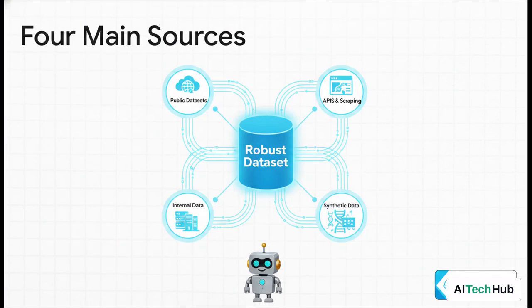So to recap real quick: public datasets, APIs and web scraping, internal data, and synthetic data. These are your 4 pillars. And in the real world, in actual production, most enterprise machine learning projects don't just pick one and call it a day. No way. They blend multiple sources from this toolkit to build a deeply robust, layered dataset.